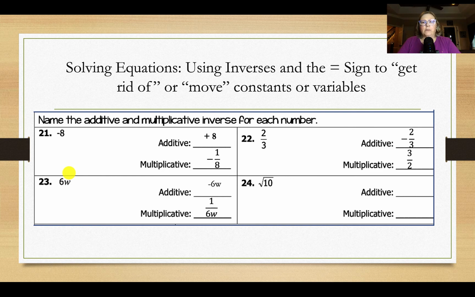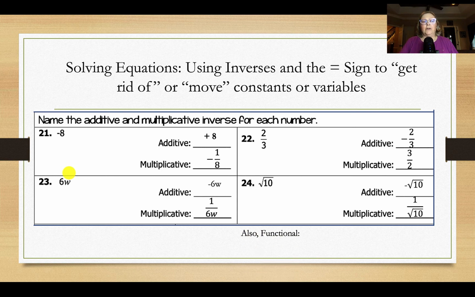And finally, the square root of 10, the additive inverse, as you might guess, is going to be minus the square root of 10. And multiplicative is going to be 1 over the square root of 10. So what you should notice here is for multiplicative, you basically flip and get the fraction that is the opposite of the original, and then you have to have a minus sign if you need to get rid of a minus.